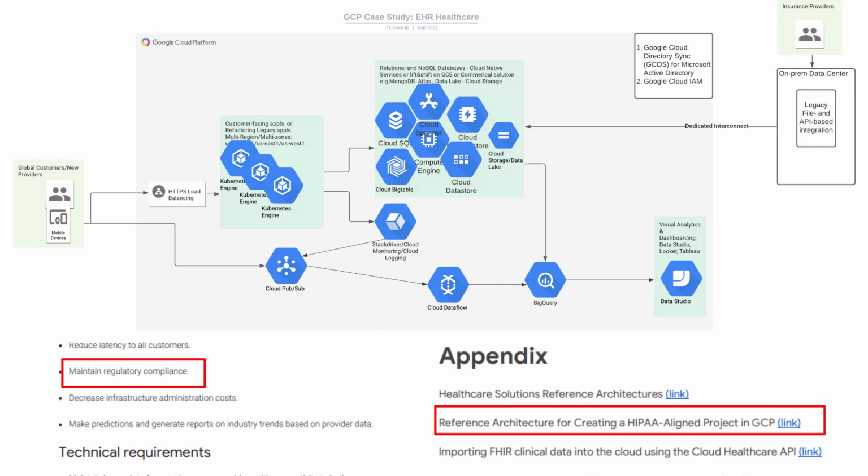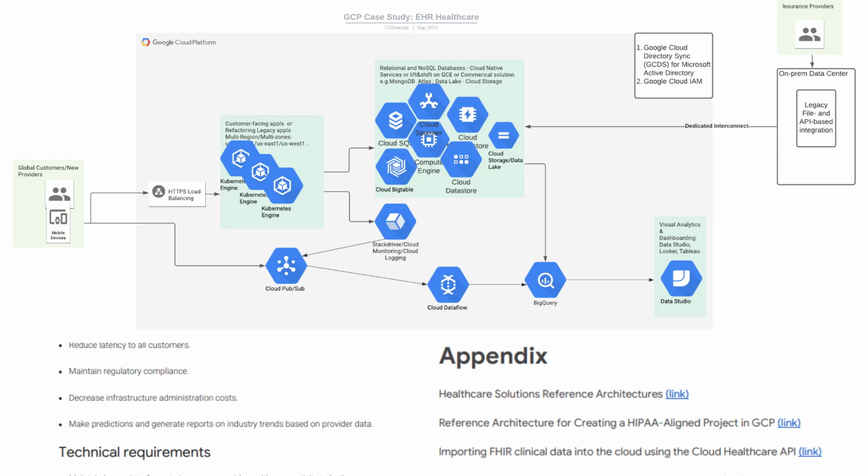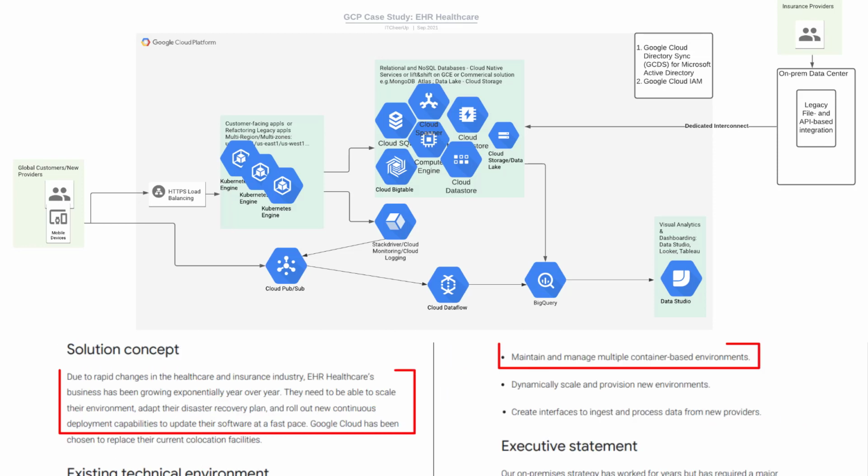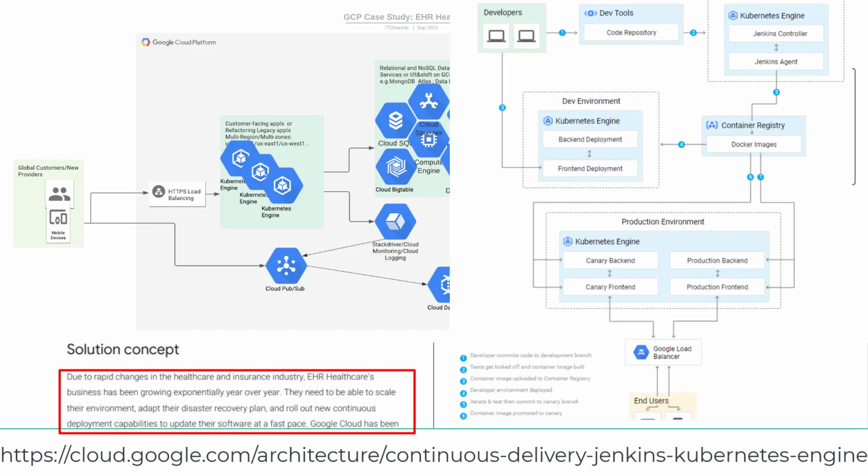GCP supports HIPAA compliance, which is mentioned in the playbook, and you can go to the link on creating a HIPAA-aligned project in GCP. The last area will be on the CI/CD that I mentioned in the Mount Kirk Games video. Please review that video on Google Kubernetes Engine with Jenkins.